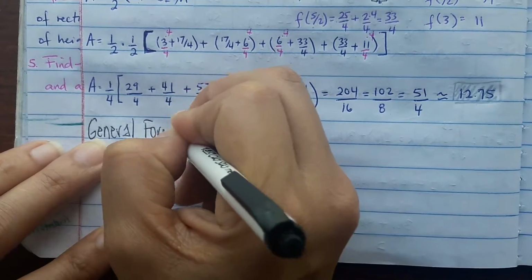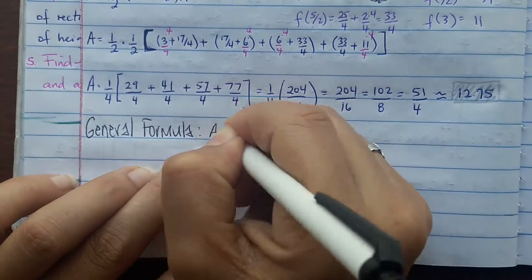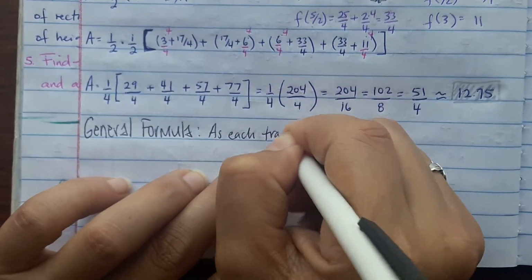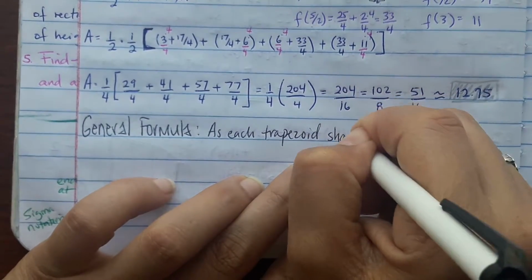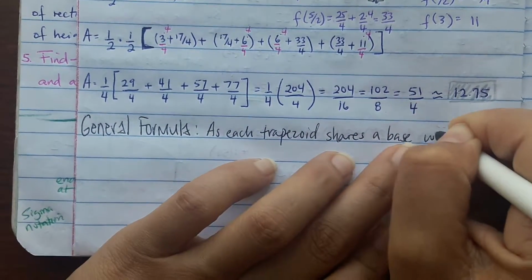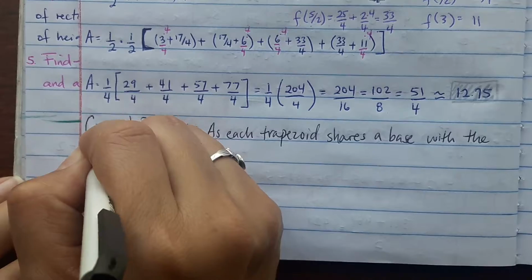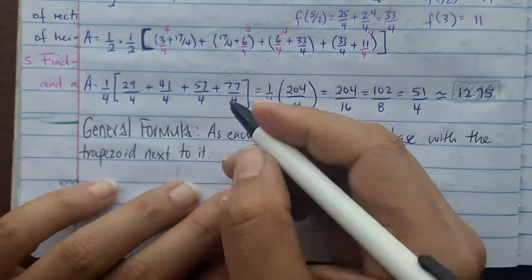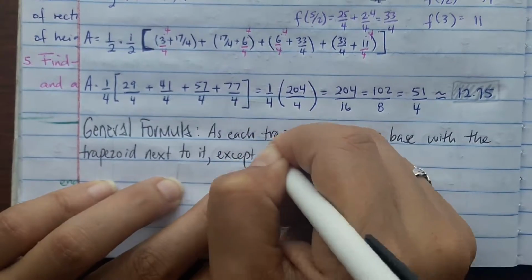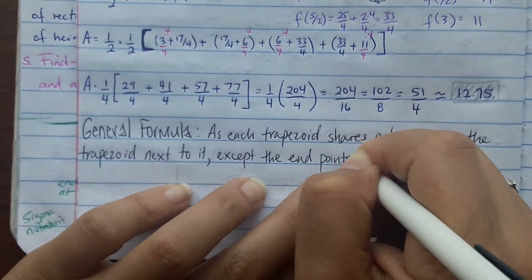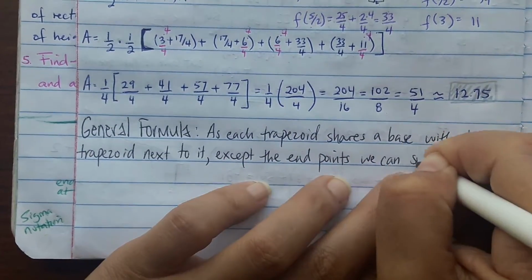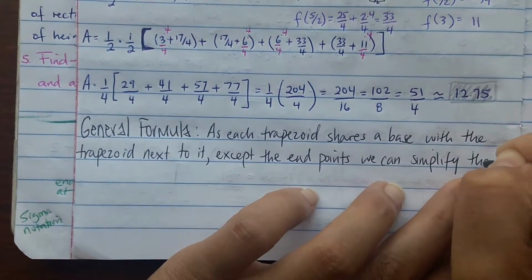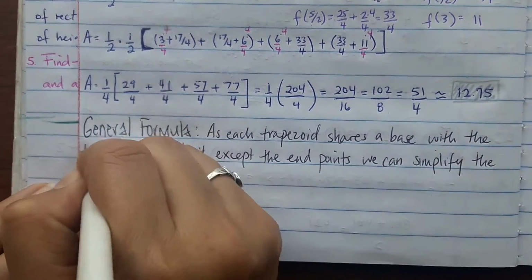So let's work out the general formula for a trapezoid. As each trapezoid shares a base with a trapezoid next to it, except the endpoints, we can simplify the formula to the general formula.